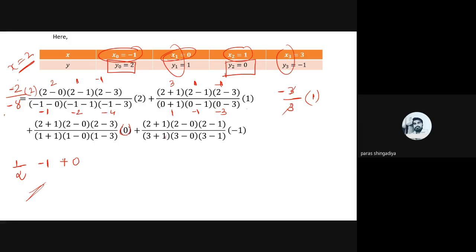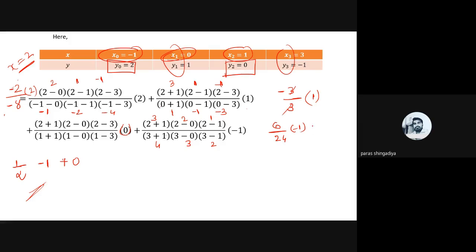And now the answer of the last term. 2 plus 1 is equal to 3. 2 minus 0 is 2, and 2 minus 1 is equal to 1. So it will be 3 into 2 into 1, 6, divided by 3 plus 1 which is 4. 3 minus 0 is 3, and 3 minus 1 is 2. So 4 into 3 is 12, 12 into 2 is 24. So 6 by 24 into the minus 1.